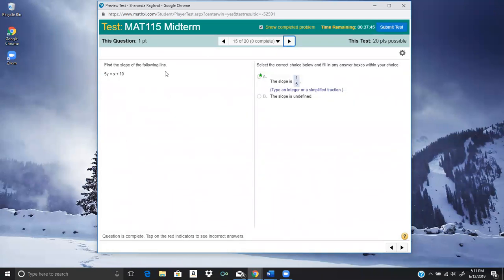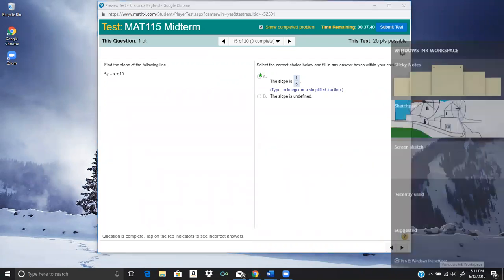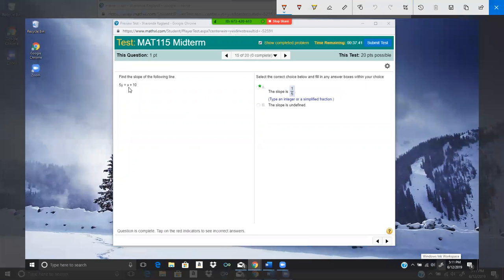All right, find the slope of the line. So I gave you ways of finding the slope. And one of those ways, if you put it in slope-intercept form, you can identify the slope. Most of you will probably solve for y. To solve for y, you divide each one by 5. And so we have y is equal to 1/5 x plus 2. So m is equal to 1/5. That's the slope. The y-intercept is 2.